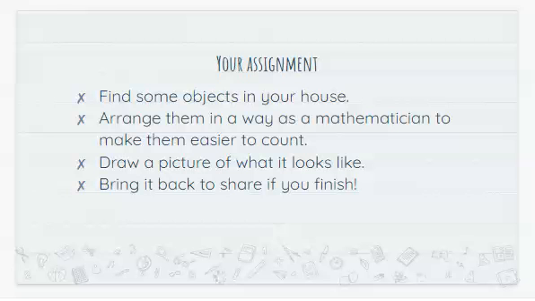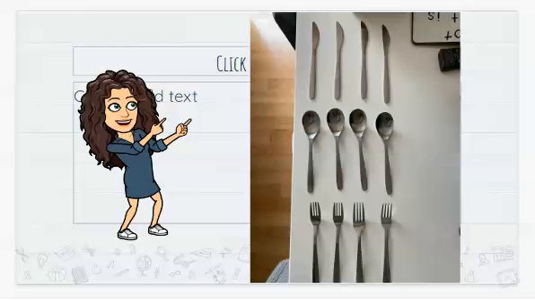When we were collaborating as a team, Miss Garber, Miss Patton, and I all found some objects at our houses, and we wanted to share them with you. So I found some silverware that I counted, and I arranged these forks, spoons, and knives in a way that made them easier to count. See how you can count these objects, and you can pause this video to go ahead and count them.